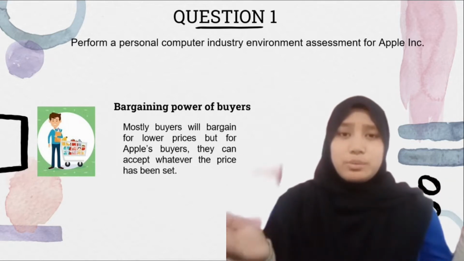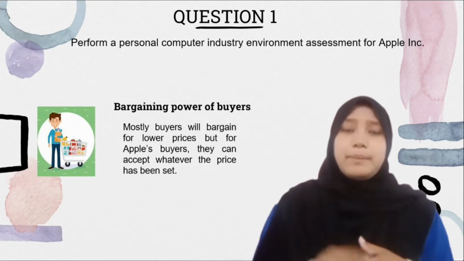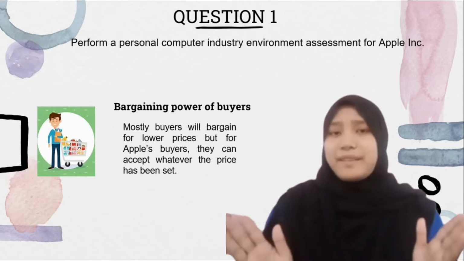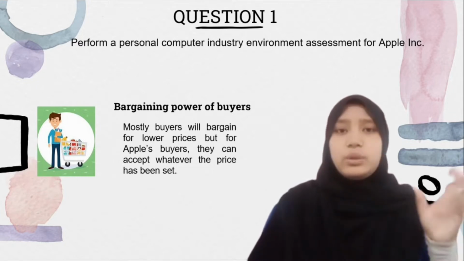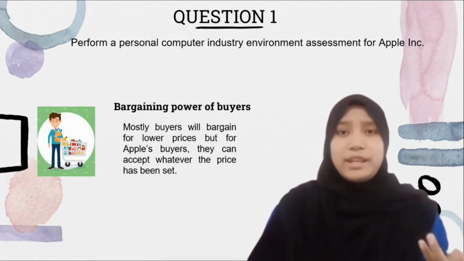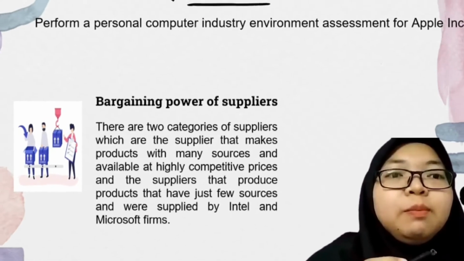price. It's hard to believe it, right? Since buyers always ask for the lower price, but not for Apple buyers. They accept whatever price that has been set. It all started when Apple PC or Mac got into the education market and came to dominate half of the market with it. Second is the bargaining power of supplier.